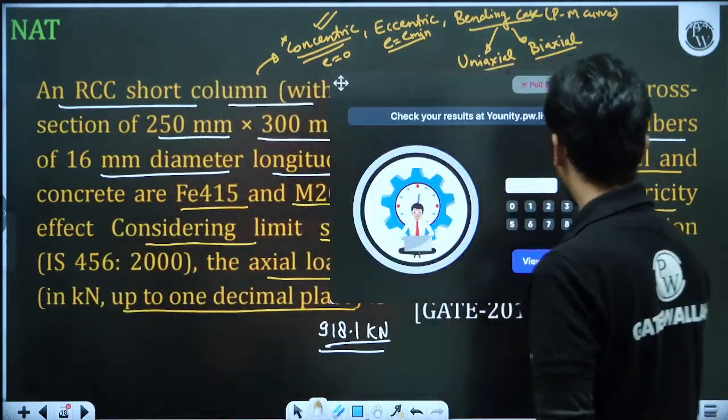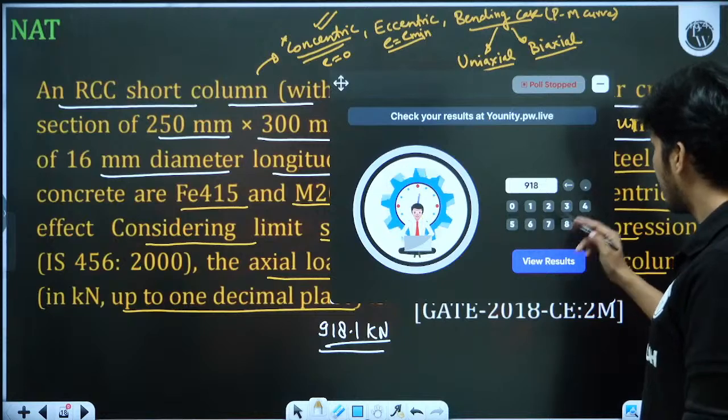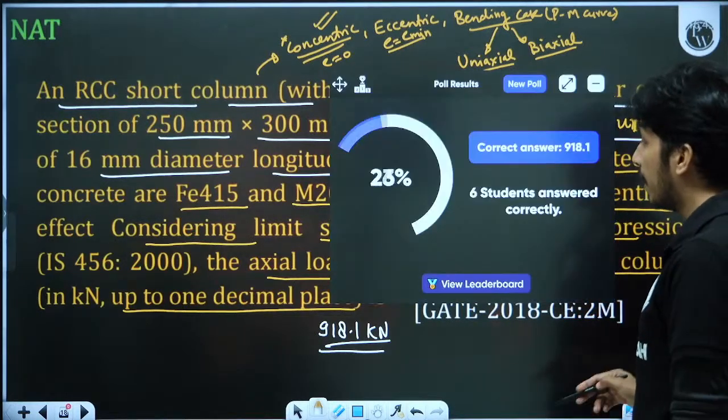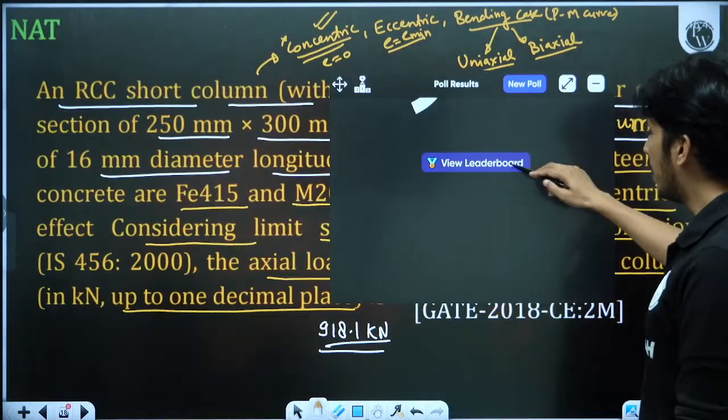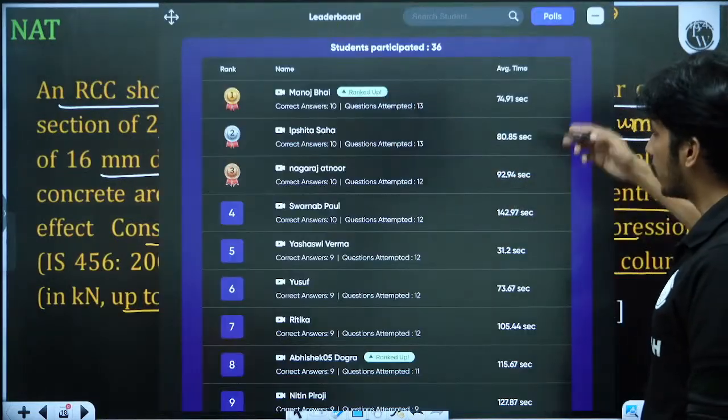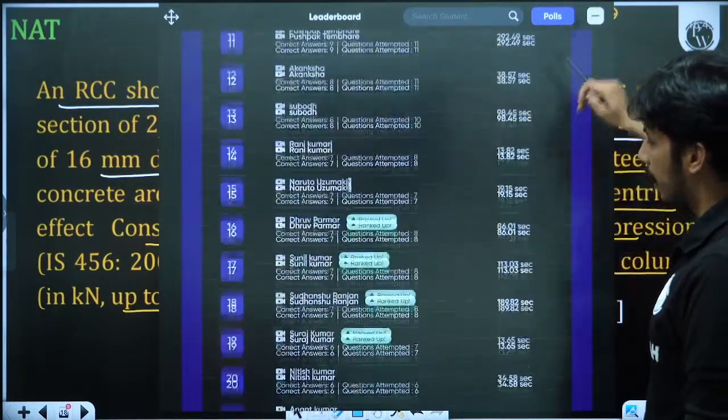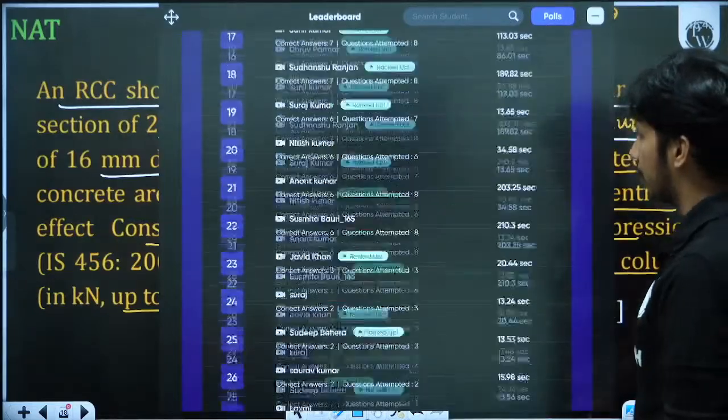I think you guys have solved this before also. That is why I was not concerned about the answer, because all of you have solved this before. The main concentration is how you are going to approach the question. So Manoj, Ipsita, Nagraj, and I think 35, 36 students are giving the answer.